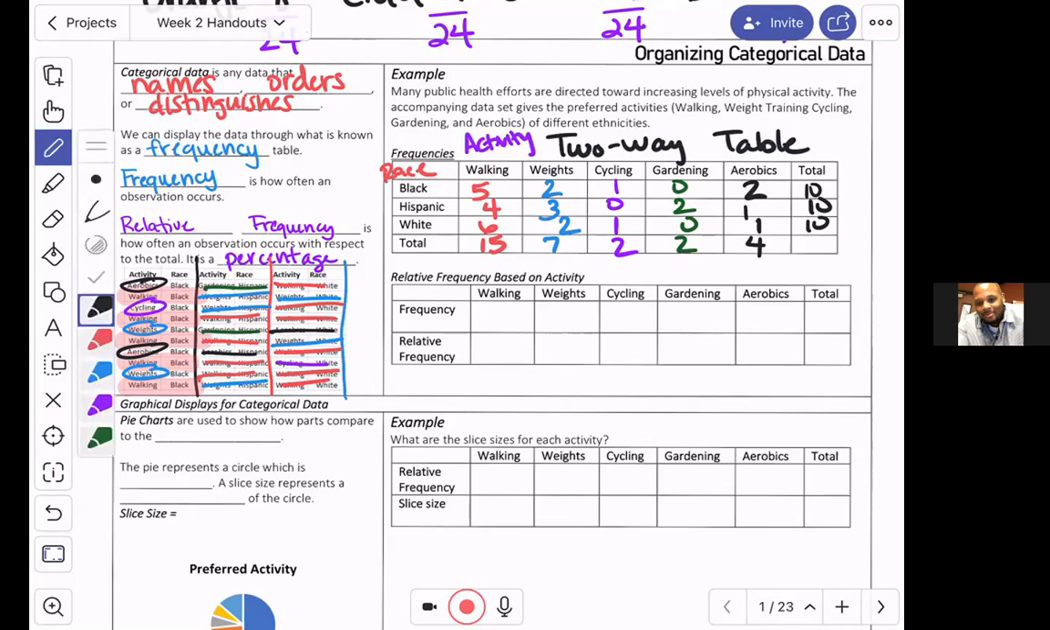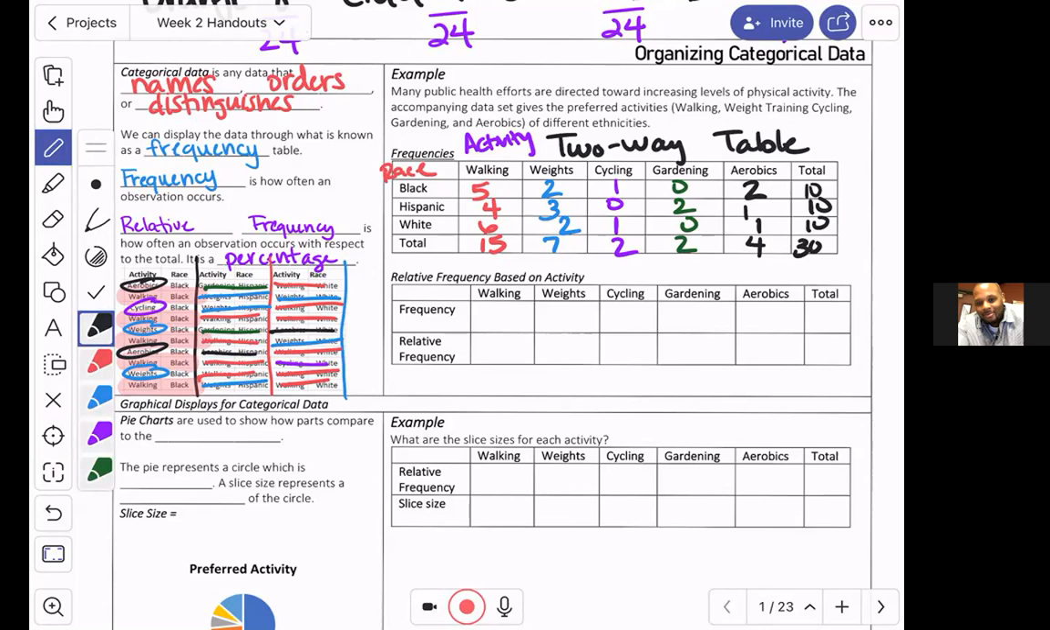So over here, we're gonna get a 30. There you go. So this is called a two-way table. On a two-way table, here's what I see. I can see 2 attributes. I can see the race of a particular participant, and I can also see the activity that they preferred.